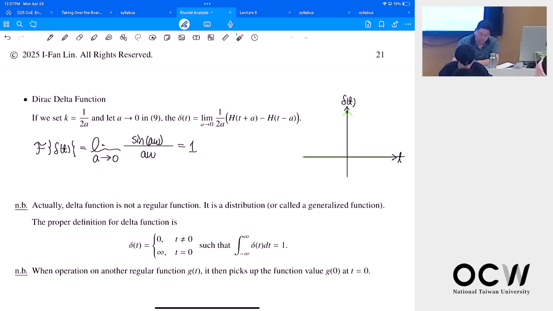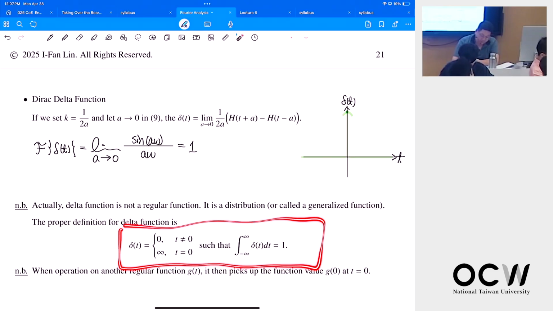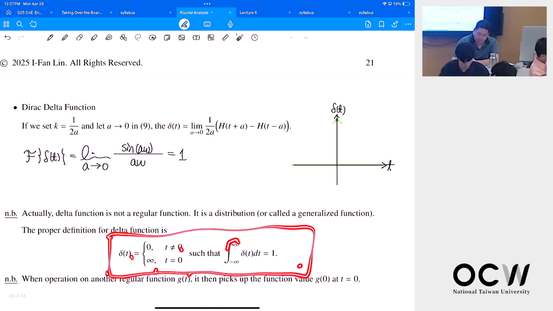But if I take the integration of this function, try to find the area, this integration is 1. So you need to remember this. When t is not 0, the value is 0. When t is 0, the delta function goes to infinity. When I take the integration of this delta function, the value is 1.